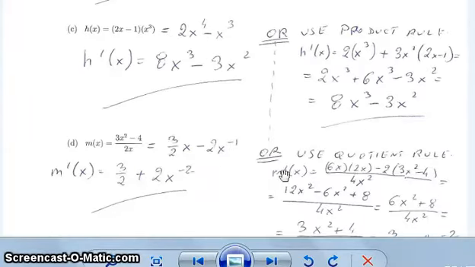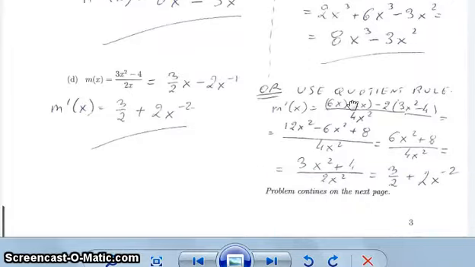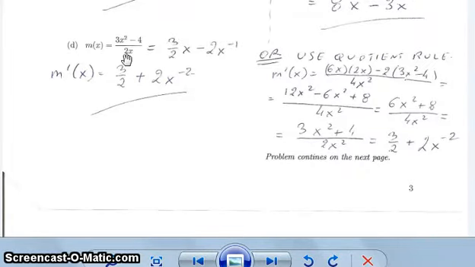Part D. Function m of x is 3x squared minus 4 divided by 2x. You can either simplify this function first, so you can split that into two fractions and then simplify each. You get 3/2 x minus 2x to the negative 1, and then you find the derivative. So it's going to be 3/2. The derivative of m of x is 3/2 plus 2, positive 2, x to the negative 2, because if the negative 1 comes down, combines with negative 2, you get plus 2. And then negative 1 minus 1 is negative 2.